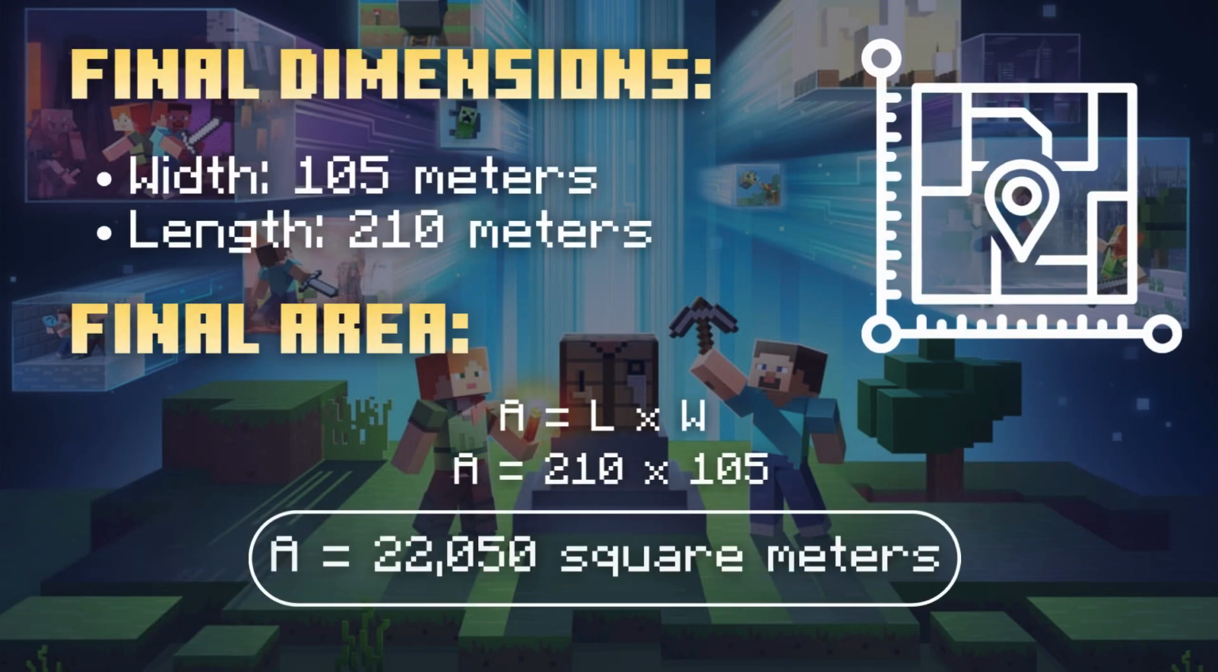To summarize, here's our final dimensions. Our width is 105 meters and length is 210 meters. So for the final area, again, our formula is length times width. So area is equal to 210 times 105. That gives us an area equal to 22,050 square meters.